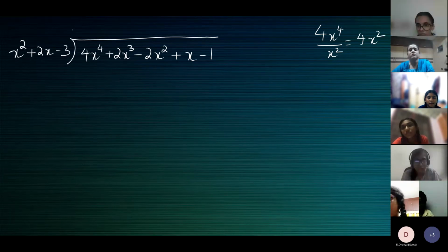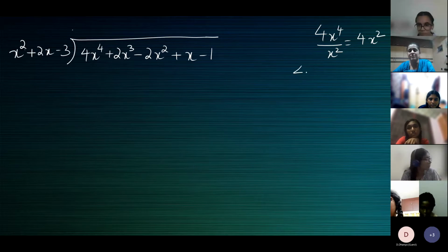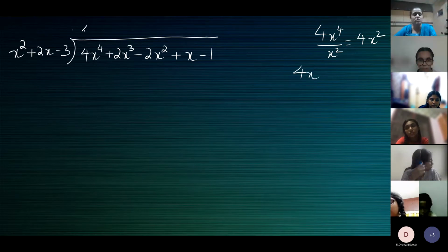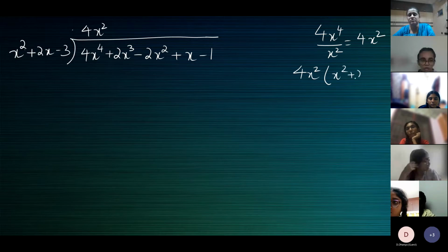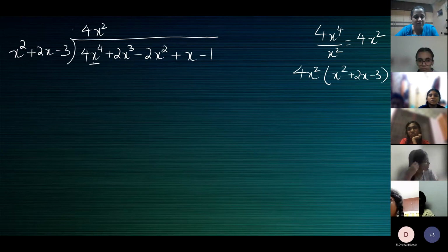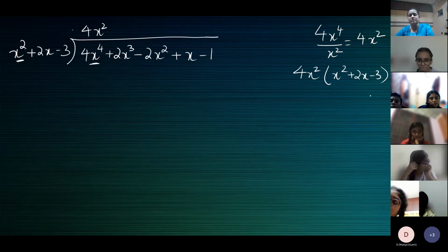4x squared. That's the first term in the quotient. We need to first divide the first term of the dividend by the first term of the divisor, which gives us 4x squared. Now we need to multiply 4x squared with the divisor x squared plus 2x minus 3.